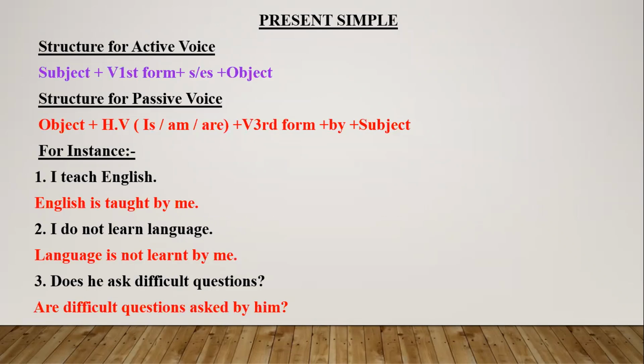Okay, guys. First of all, we should know how many tenses can be converted into passive voice. We have 12 active voice tenses, from present simple till future perfect continuous. We have four parts in present, four parts in past, and four parts in future. So how many tenses can we convert into passive voice? We can convert three tenses of present into passive voice: present simple, present continuous, and present perfect.